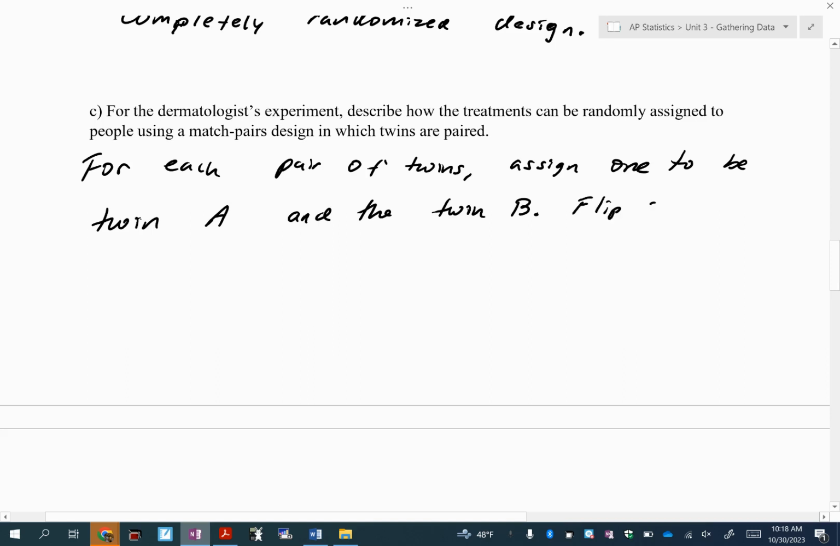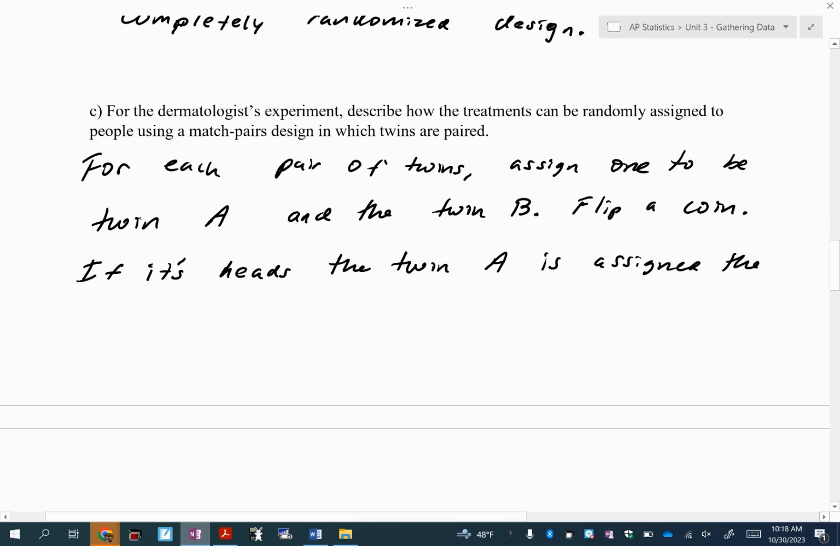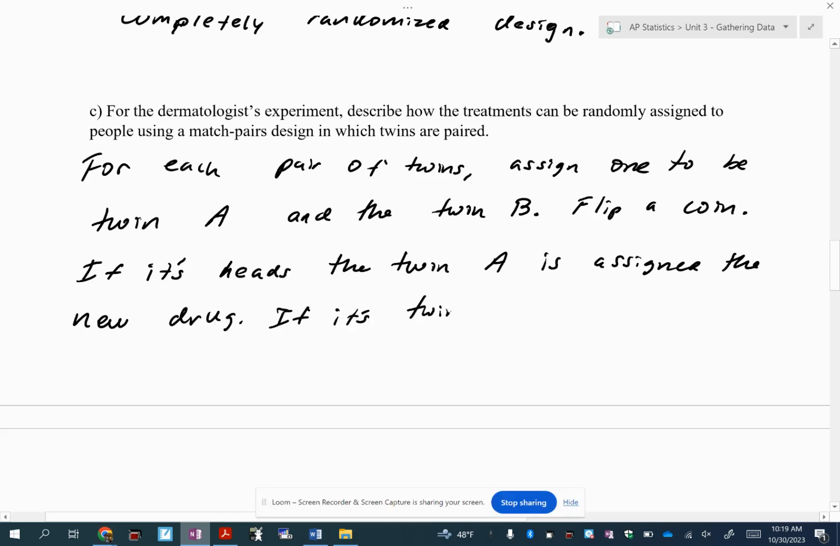Flip a coin. If it's heads, then twin A is assigned the new drug. That's not how you spell drug. Drog. If it's tails, then twin B is assigned the new drug.